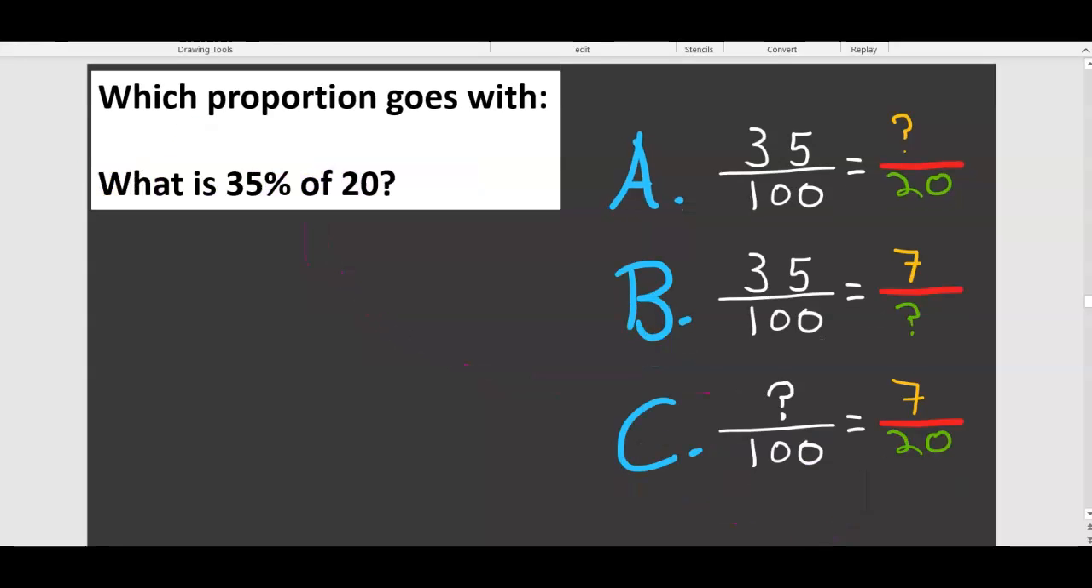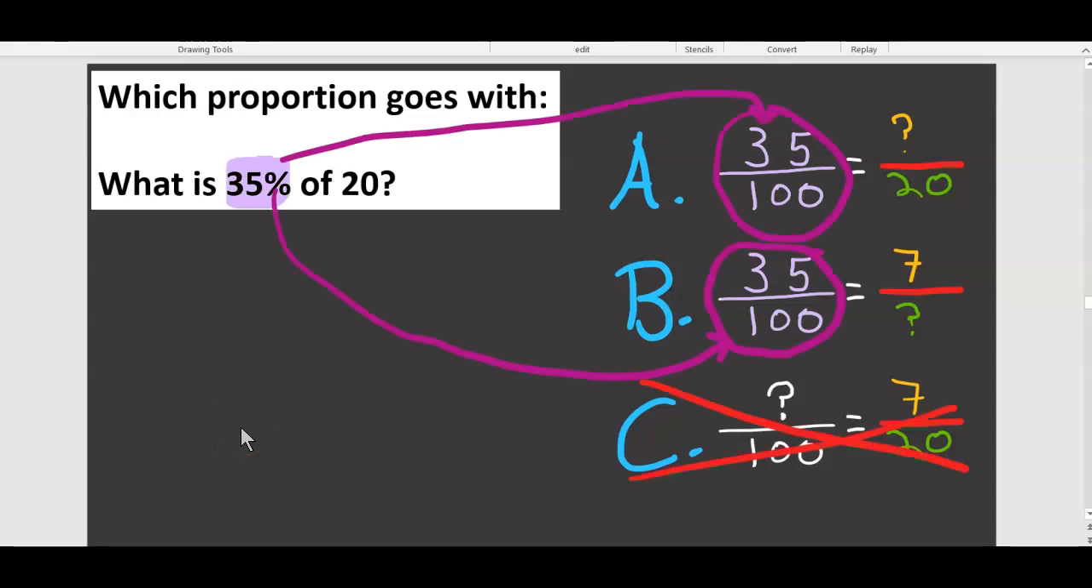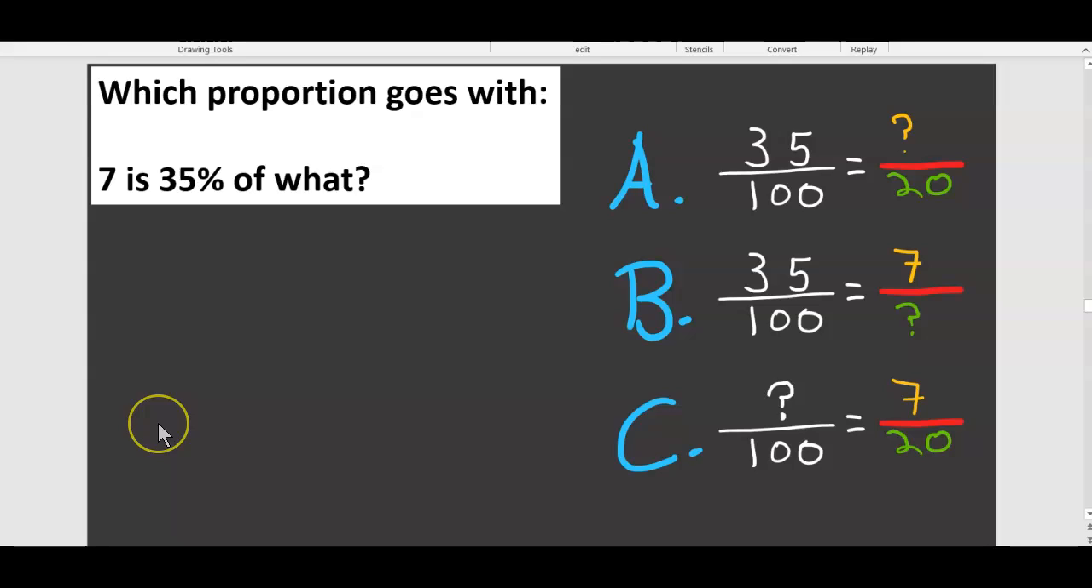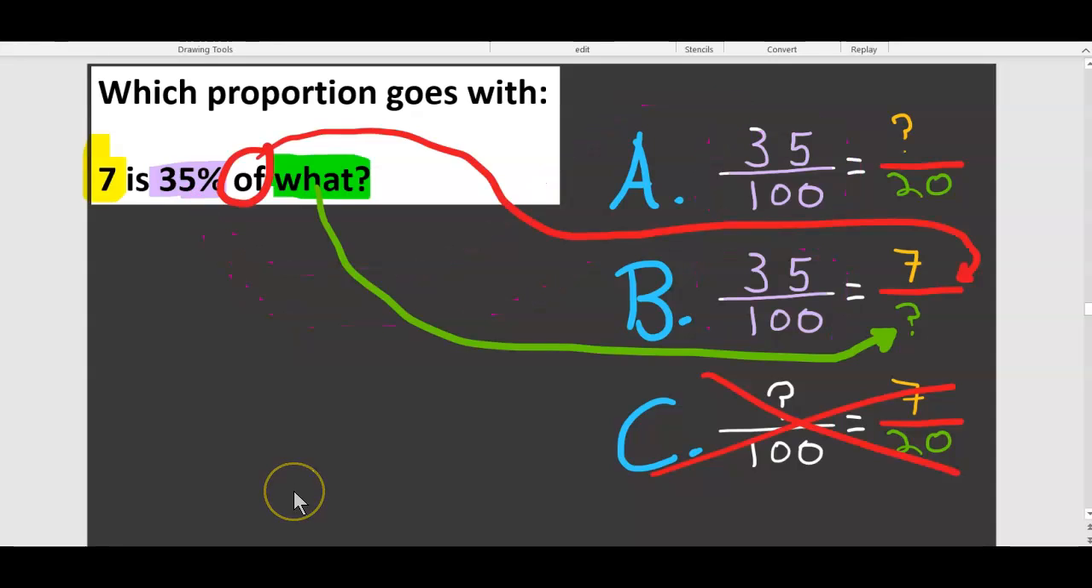Okay, which proportion goes with this? What is 35% of 20? Pause the video. Okay, so it's not this one. It's one of these two. Can you tell which one it is? Pause the video. Well, it's not that one because out of goes on the bottom, and of course, what goes on the top, we don't know. How about this one? 7 is 35% of what? Process of elimination, right? Pause the video anyway. Okay, it's got to be one of these two. And of course, of goes on the bottom.